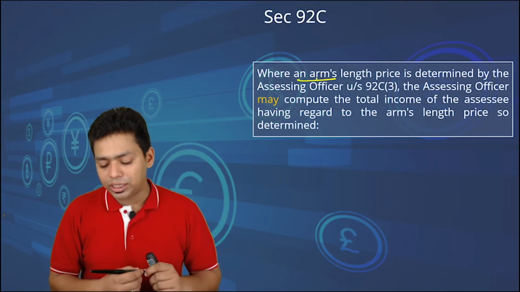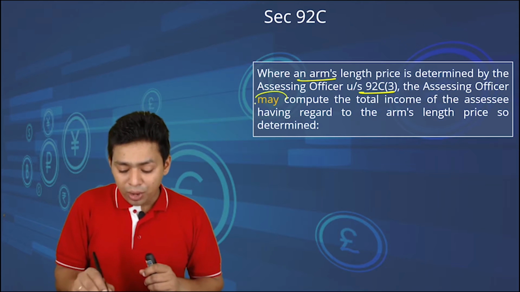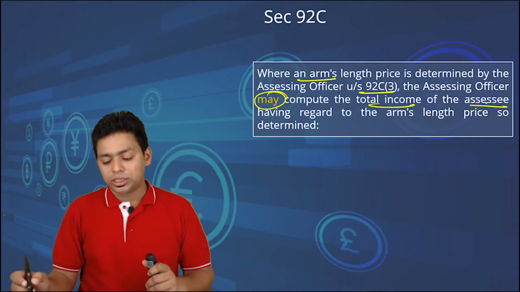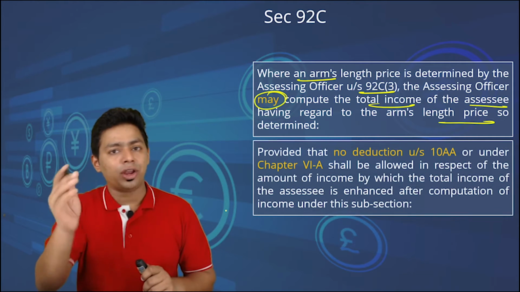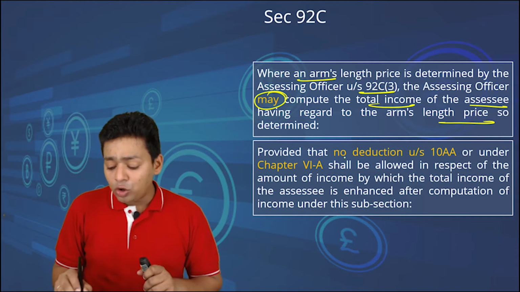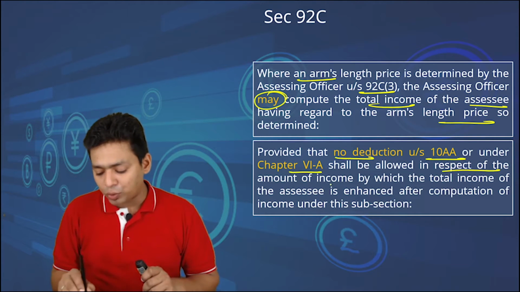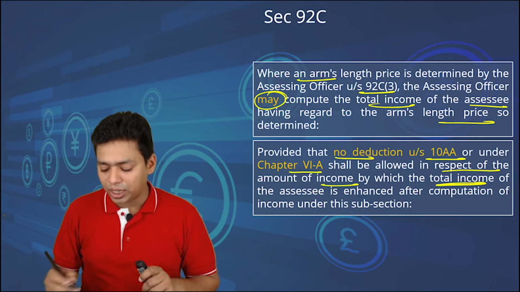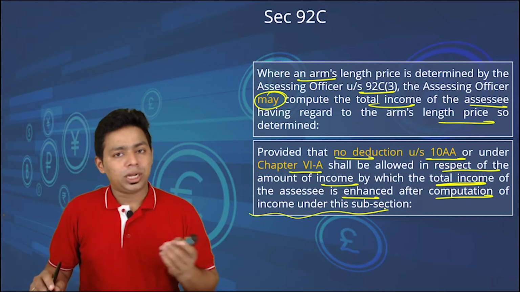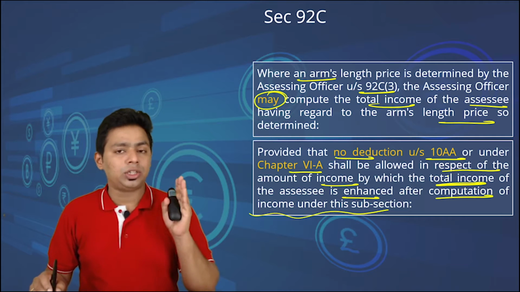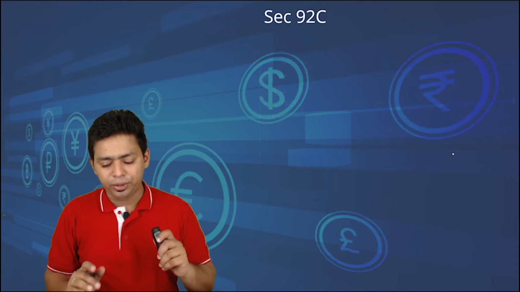Where arm's length price is determined by the AO under section 92C subsection 3, the AO may compute the total income of the assessee having regard to the arm's length price. Okay sir, we will give the arm's length price effect and we will recompute your income. Provided no deduction under 10AA or chapter 6A shall be allowed in respect of the amount of income by which total income of the assessee is enhanced after computation. Please understand, we will not give you any deduction under chapter 6A heading C or 10AA. That's very simple.